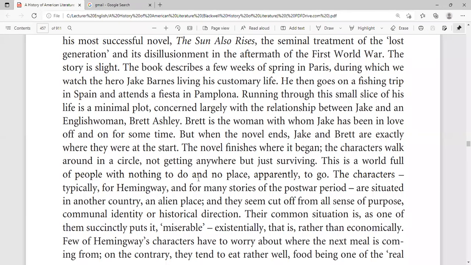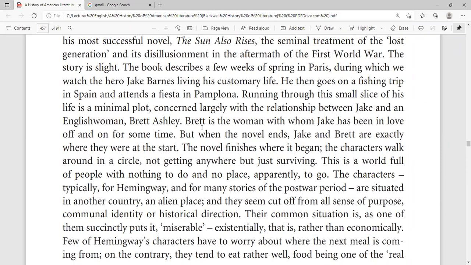The Sun Also Rises describes a few weeks of spring in Paris, France, during which we watch the hero Jake Barnes, who is living a customary life. Jake Barnes goes on a fishing trip in Spain and attends a fiesta in Pamplona. Running through this small slice of his life is a minimal plot that is concerned with the relationship between Jake and an English woman, Brett Ashley.